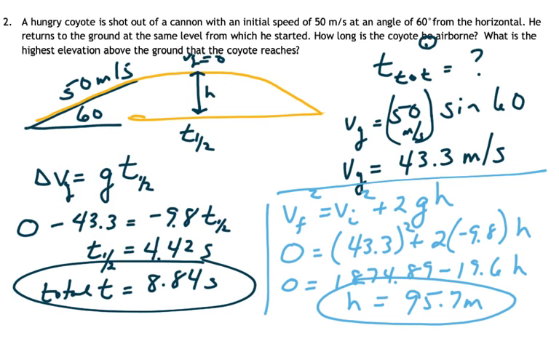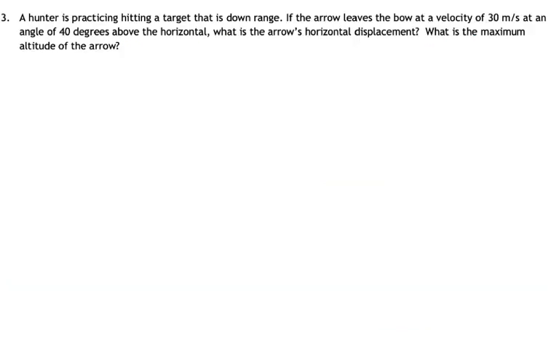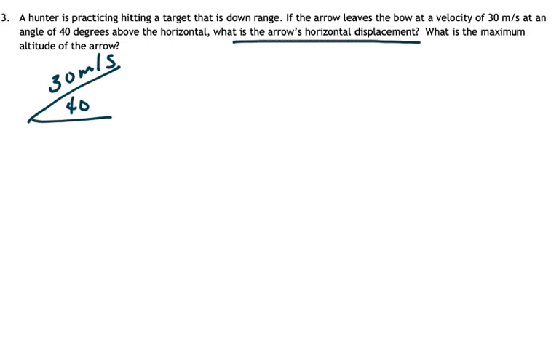All right, so continuing on. Now we got a hunter. He's practicing target shooting. Arrow leaves the bow at a velocity of 30 meters per second at an angle of 40. So we'll try my picture. The angle is 40 this time. Velocity is 30 meters per second. Wants to know the arrow's horizontal displacement. So how far does it travel in the x direction?